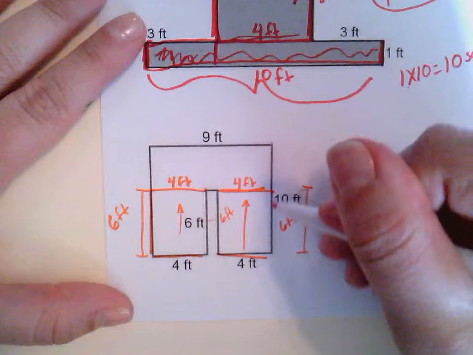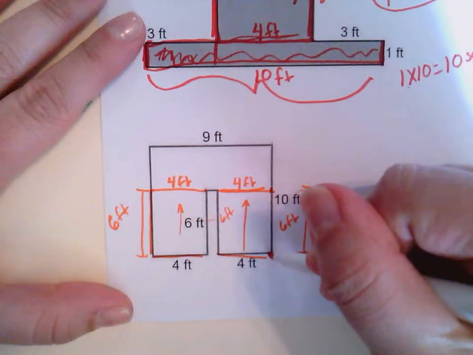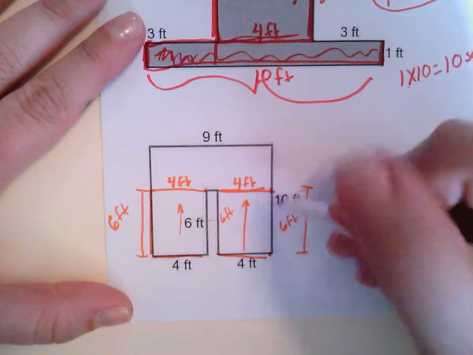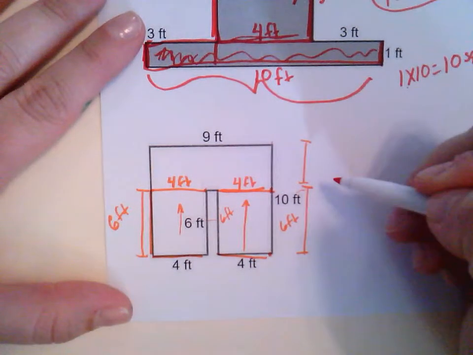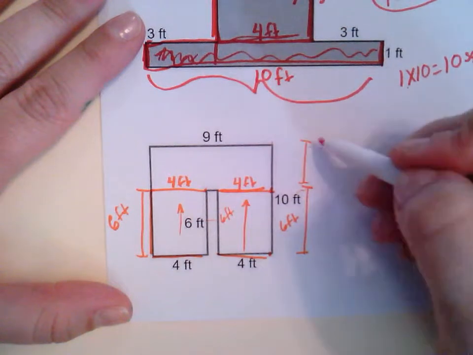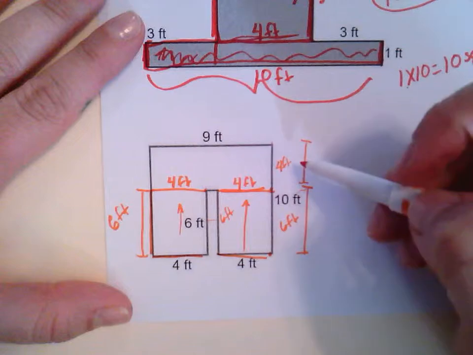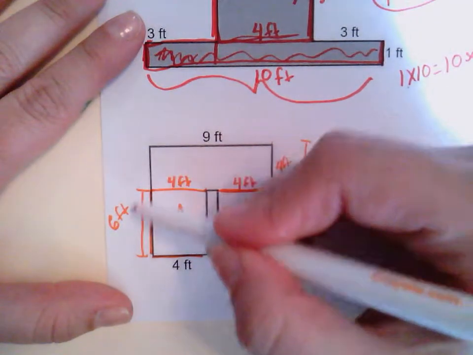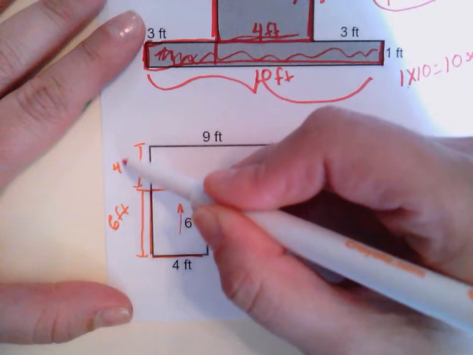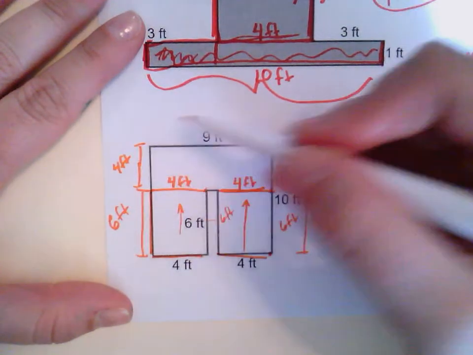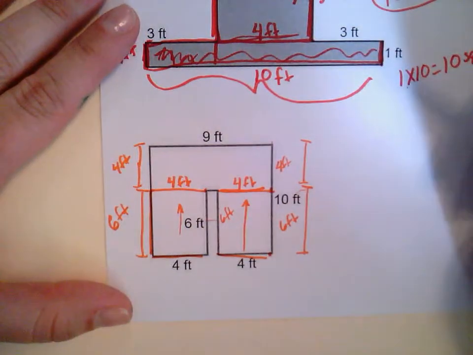So this 10 represents this entire line, but from here to here is only 6 feet. That now helps me figure out what this piece will be. If this is 6 and the entire thing is 10, I know that that piece must be 4 feet. Again, across the side, if that's 4 feet, this piece here as well will be 4 feet. 6 and 4 is 10, so I still have those opposite sides being equal.